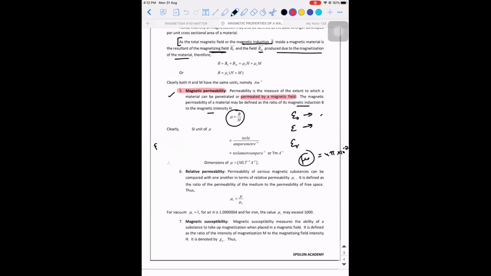B naught is the magnetizing field, which is mu naught into N into I. This is accepted. So B naught is equal to mu naught into N into I. N into I is nothing but H. So H will be equal to B naught by mu naught. We have already seen this formula. So mu naught is equal to B naught divided by H, just a mathematical rearrangement. This mu naught is the permeability of free space. But here, what are we trying to speak about? Magnetic permeability of a material.